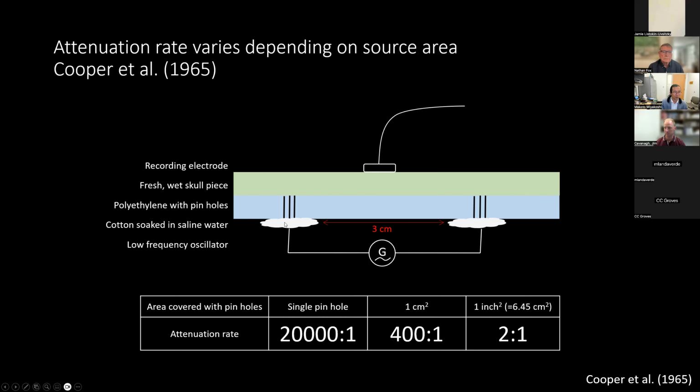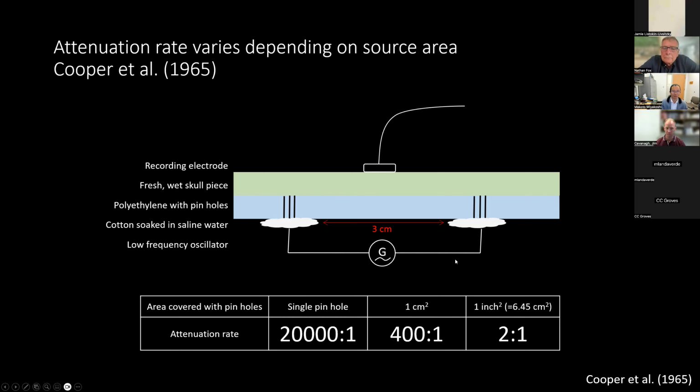When there was only a single pinhole, the measured voltage here was 20,000 times smaller than the generator's. And they increased the number of these pinholes to the area of 1 square centimeter. Then the attenuation rate becomes much smaller, 400 to 1. And when they reached about 1 square inch, it's 2 to 1. And this is a 10,000 times difference. And it was almost incredible.